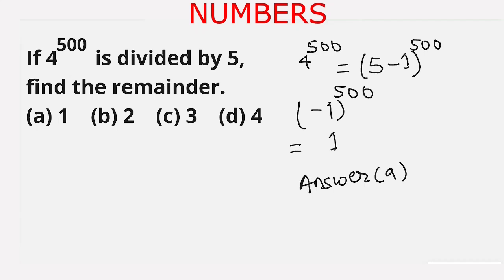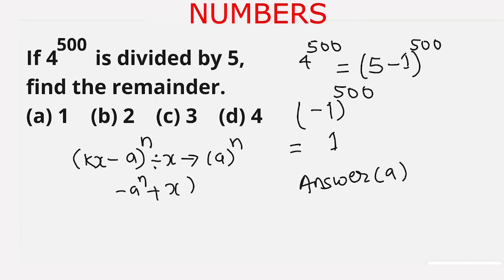This solution is based on the formula: (kx minus a) to the power n, when divided by x, leaves remainder a to the power n when n is even, and minus a to the power n plus x when n is odd. Here n is even, therefore it is a to the power n, where a is 1. Hope you have understood the formula as well as the solution.